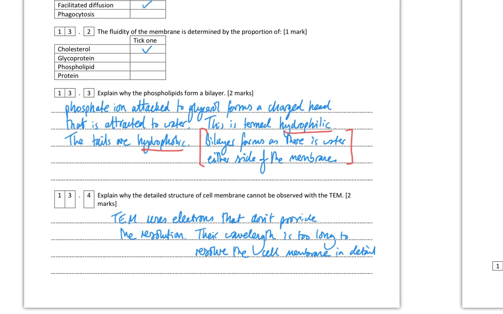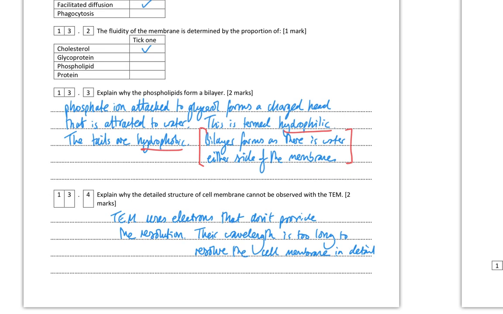And why can't you see this structure? Well, it's because the TEM uses electrons that don't provide the resolution, their wavelength, as in the electrons. I'll put that down as well.